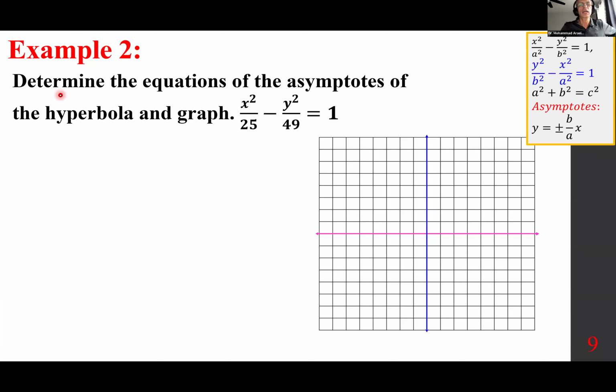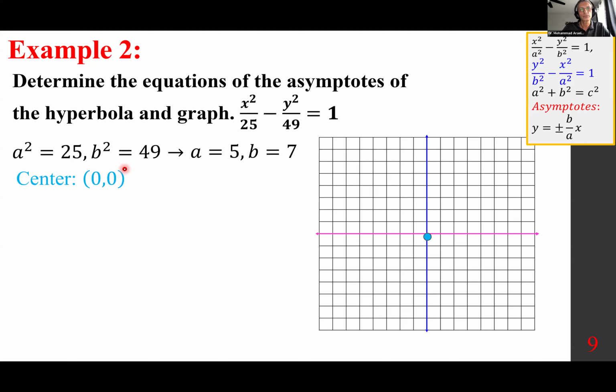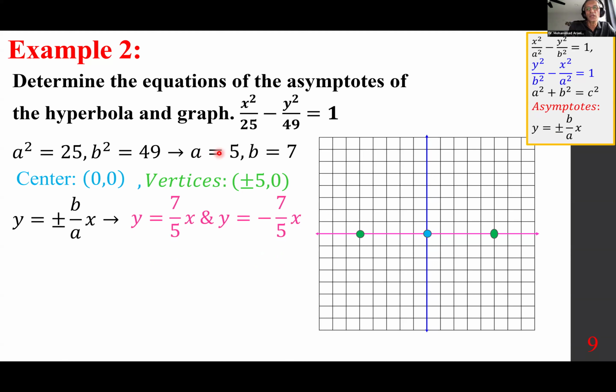Determine the equation of the asymptotes of the hyperbola. Again, we see it in the format x squared over a squared minus y squared over b squared. Therefore, a squared is 25 and b squared is 49. That makes a 5 and b 7, centered at 0, 0. Because the coefficient of x squared is positive, we have the vertices at 5, 0 and negative 5, 0. The equation of the asymptotes is plus or minus b over a times x, therefore plus or minus 7 over 5 x. As I mentioned, they both go through 0, 0. If you choose x to be 5, you get 7. In this case, you get negative 7.